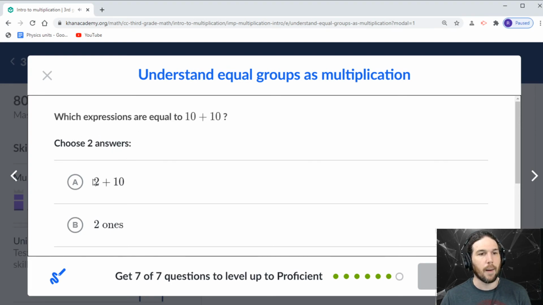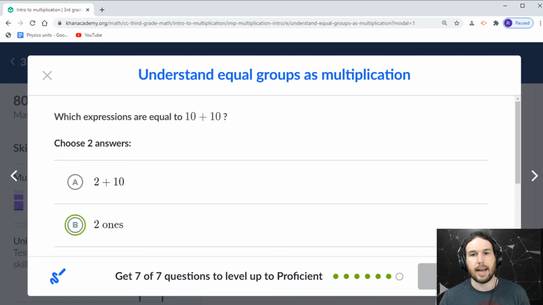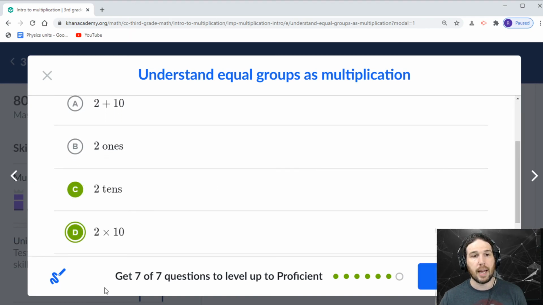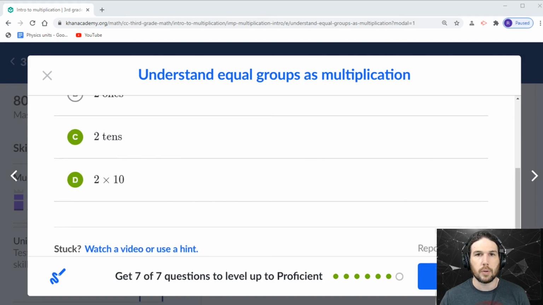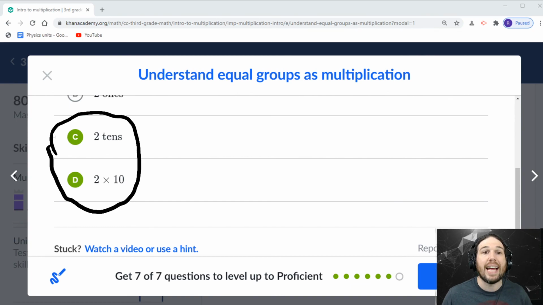So 10 plus 10 is obviously not 2 plus 10. And it's not 2 ones, but I can see where this came from. Let's not accidentally click that. It's 2 tens and also 2 times 10. And I really want to take a second to highlight this similarity here. That right there. When we say 2 tens, we mean 2 times 10. It is a mathematical process that we are talking about, and it's good to be able to connect those ideas.